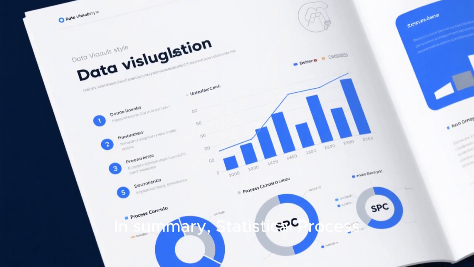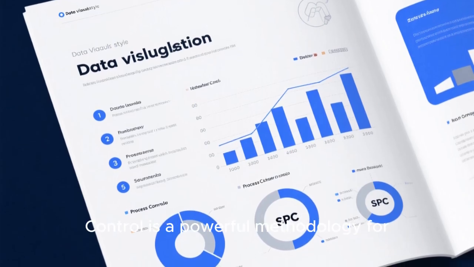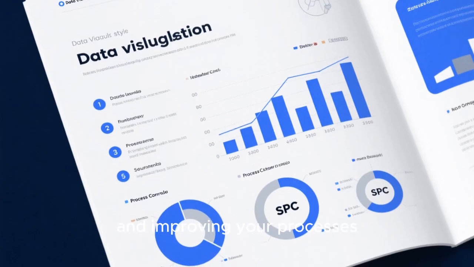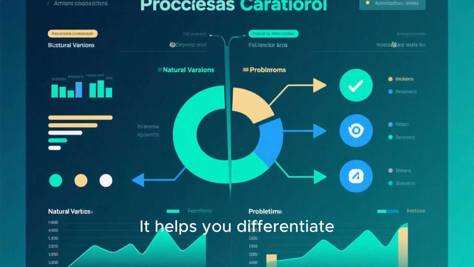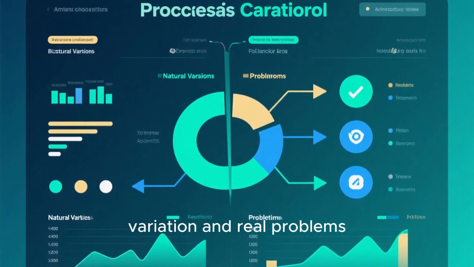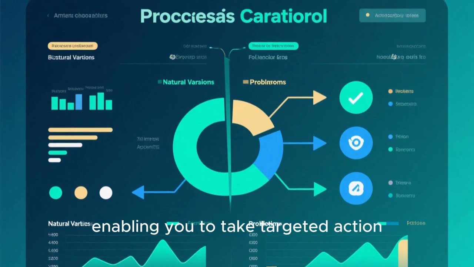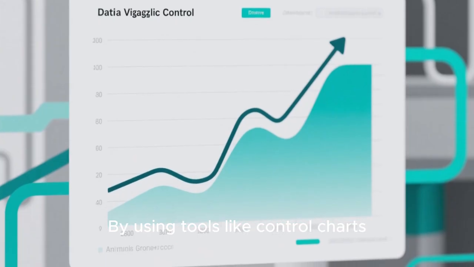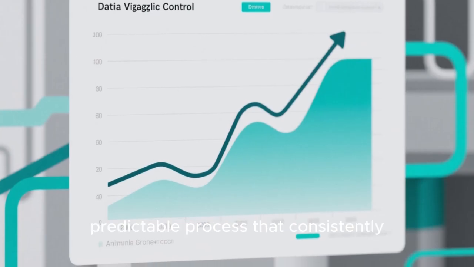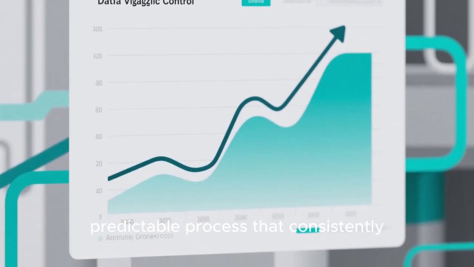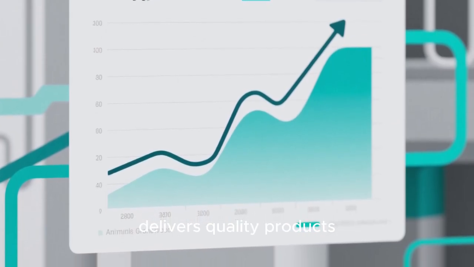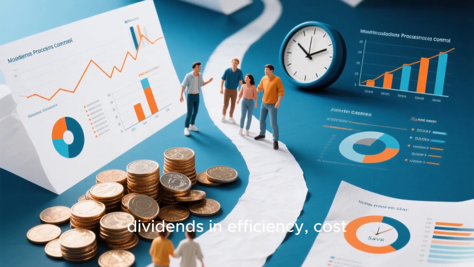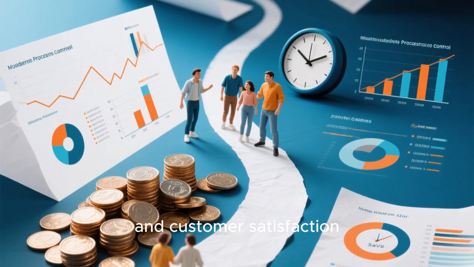In summary, statistical process control is a powerful methodology for understanding, monitoring, and improving your processes. It helps you differentiate between natural variation and real problems, enabling you to take targeted action. By using tools like control charts, you can achieve a stable, predictable process that consistently delivers quality products. It's a journey, but one that pays huge dividends in efficiency, cost, and customer satisfaction.